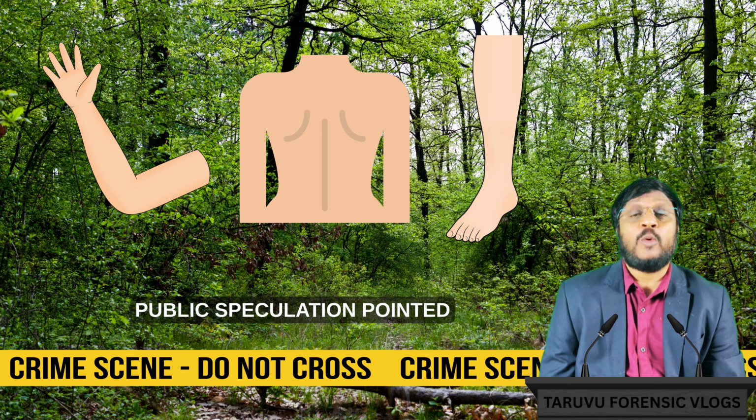But the story didn't end there. We identified a tattoo on one of the body parts, a vital clue that led us to identify the victim as a man from a nearby colony who had a history of domestic violence. We began to focus on his home.